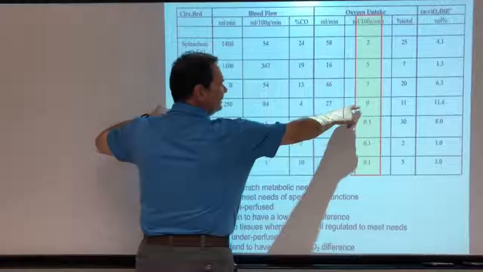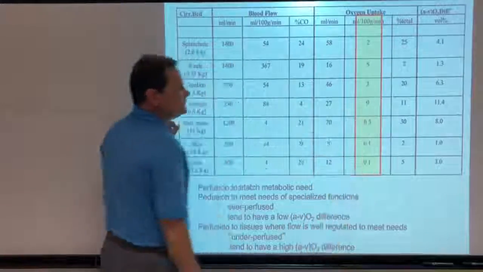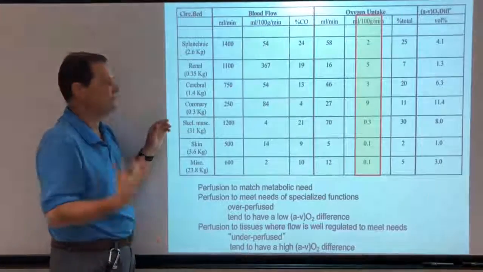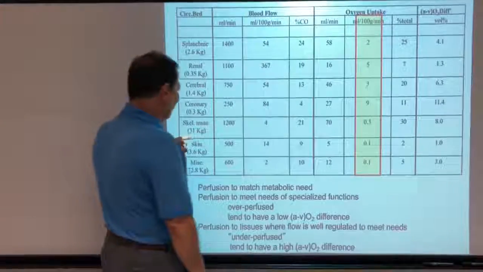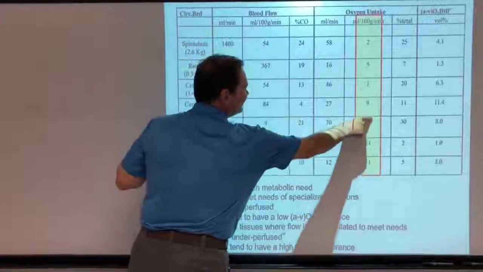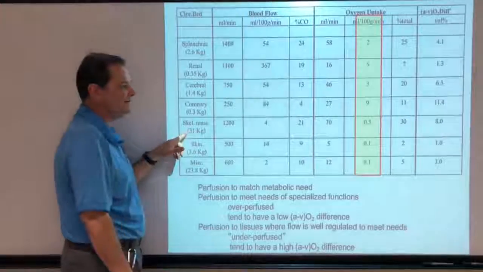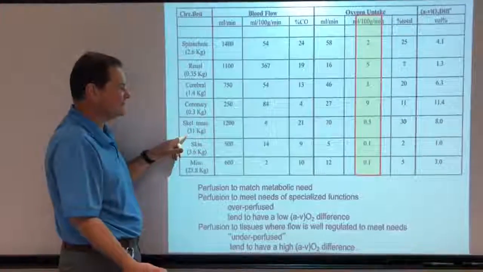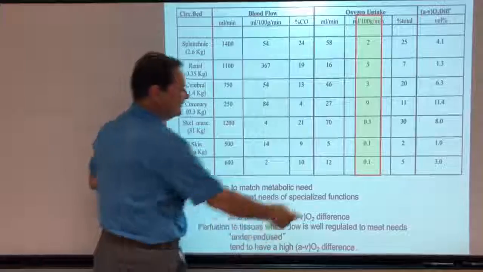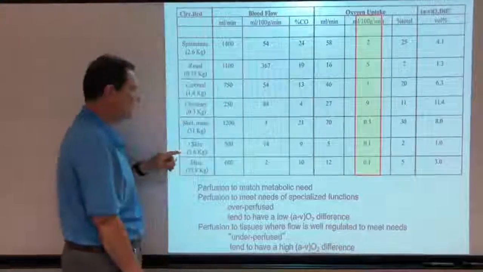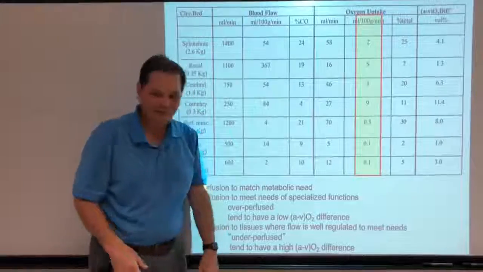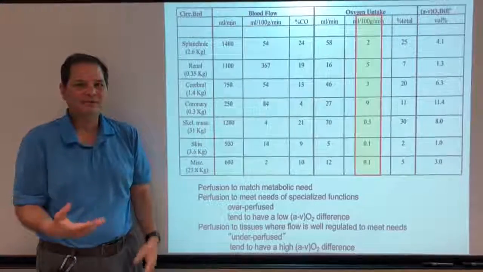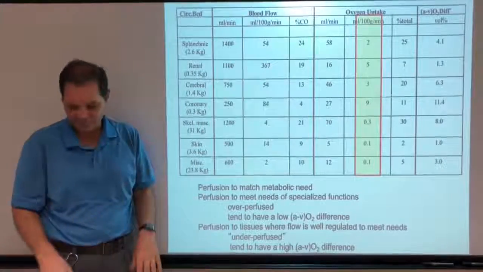The coronaries eat up a lot of oxygen. The heart, a very active tissue, always beating, right? On the other hand, skeletal muscle at rest doesn't really eat up much ATP. If it's not contracting, there isn't much to supply there. Skin doesn't eat up a whole lot per 100 grams of tissue, okay? So that's an indication of the metabolic rate of the tissue itself.